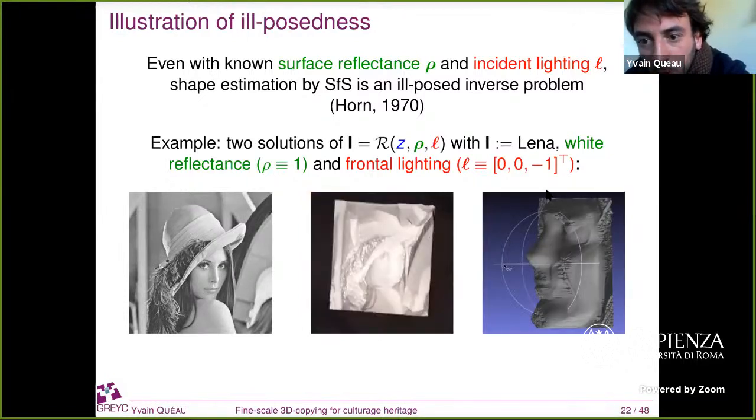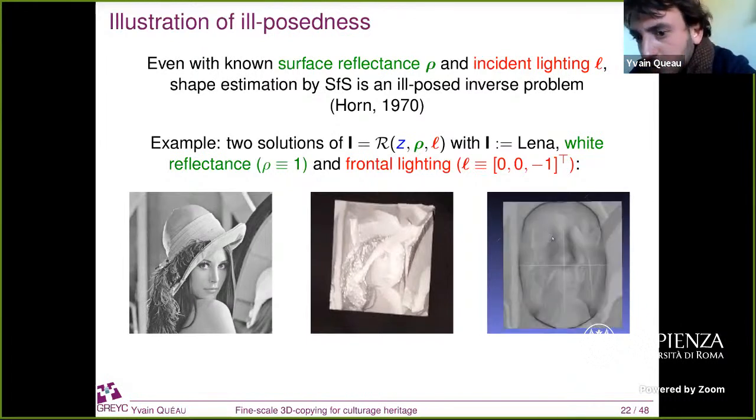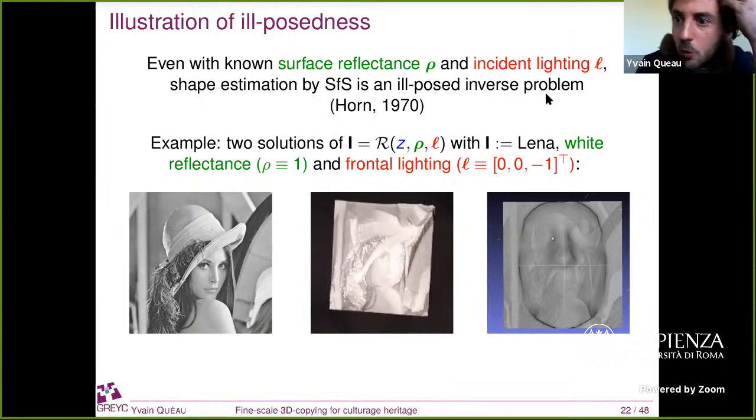Now here is another one. This one was obtained with another method, a variational method, where I started with a rough shape and then let the surface evolve towards a locally optimal solution of the problem. Again, it doesn't look like Lena at all, but if I watch it frontally with the light collocated, I will again get the Lena image. So these two shapes are two admissible solutions of the problem, which are almost everywhere differentiable. Okay, so the overall problem with just one image is very ill-posed.